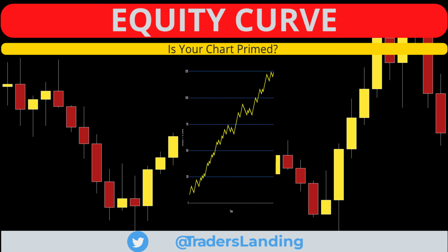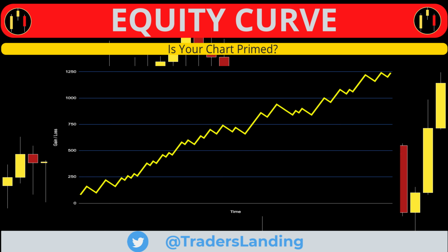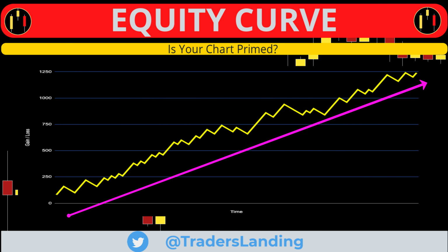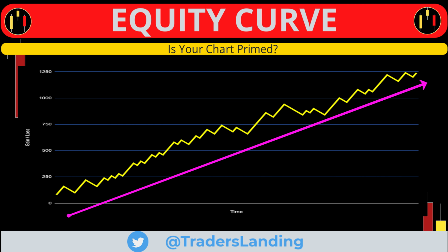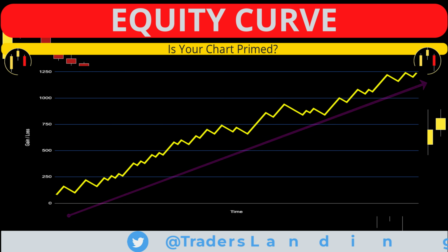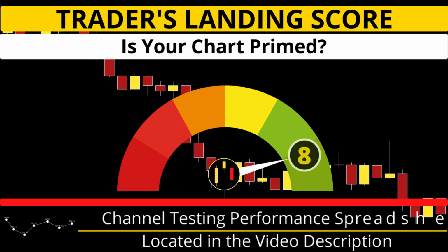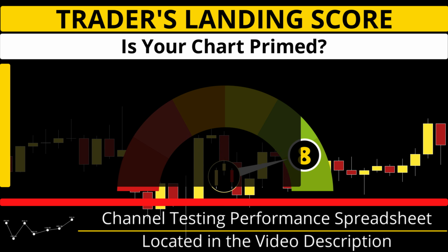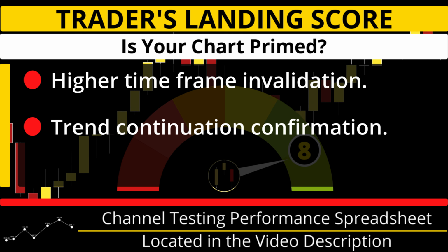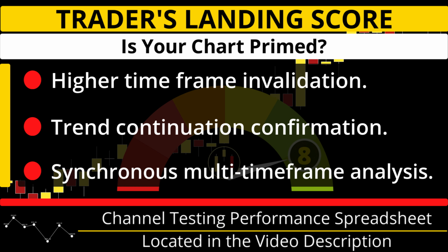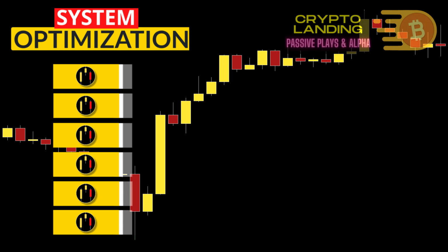The equity curve here is a little condensed because I took every possible setup on the divergent leg on the lower time frame. That being said, this is an equity curve that most dream of, a sharp angled up to the second quadrant. I give this system a trader's landing score of 8 because it uses the higher time frame to set your stop level, deploys trend continuation confirmation, and utilizes synchronous multi-timeframe analysis. Remember, the enemy of great is good.